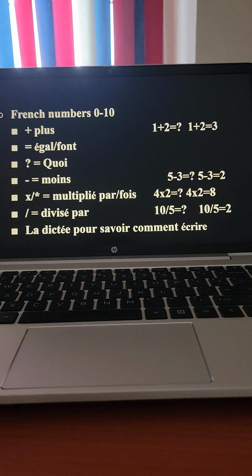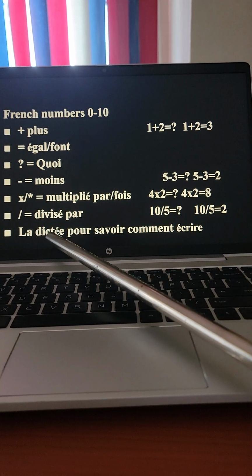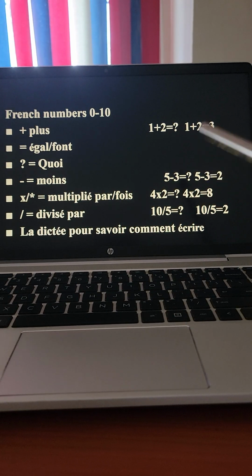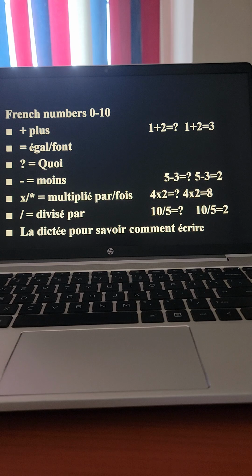You can also see at the end here, la dictée pour savoir comment écrire. After that, we are going to make sure that we know how to write this 0 to 10, by doing some dictation. So you can just close your notebooks and then ask your friend to say, can you write 5? When you give a dictation, you're writing the way it's written, the way it's spelled. So try to do that. And then guys, you'll be able to know how to say 0 to 10 and how to write all that.